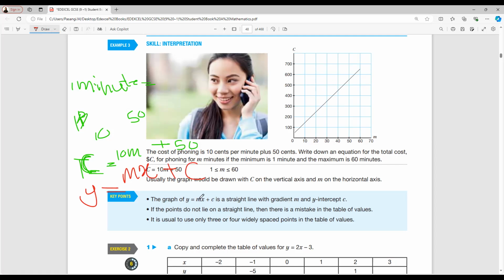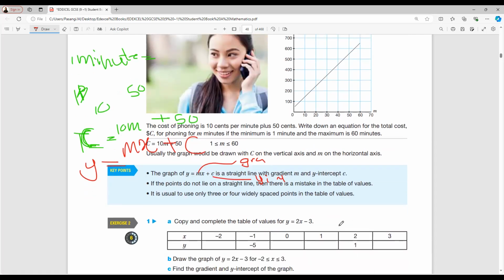So the graph of y equals mx plus c is a straight line, where m is the gradient and c is the y-intercept. If the points do not lie on a straight line, then there's a mistake in the table of values. It is usual to use only 3 or 4 widely spaced points in the table of values.